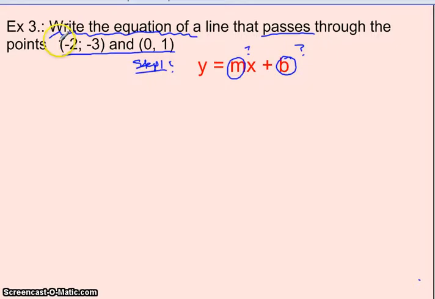Let's reread the question itself carefully. You will notice that they do not give you either one of these pieces directly, but they do give you the coordinates of the point. How does that help us?